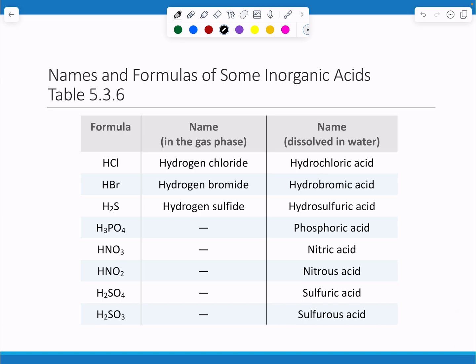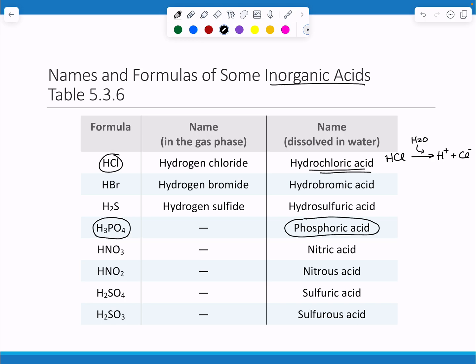All right, so some important, what we call inorganic acids. Okay, we have things like hydrogen chloride, also known as hydrochloric acid. These are the things that can dissolve in water. So HCl, when it goes into water, so I'm going to put a little arrow and I'm going to put H2O there to indicate that we're putting it into water. It breaks up into protons and chloride ions. Okay. Phosphoric acid, you may notice, has the polyatomic ion, the phosphate ion in there, right?